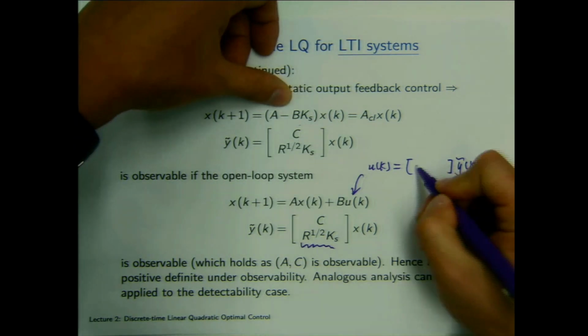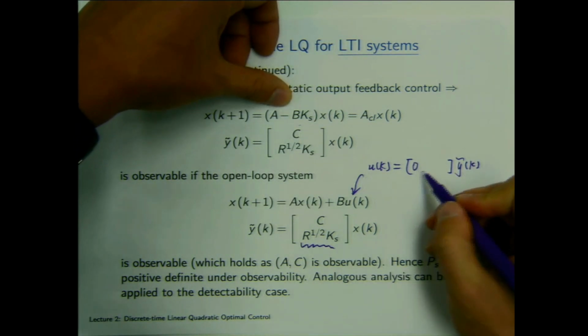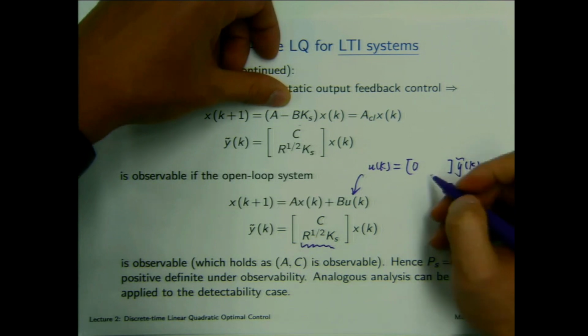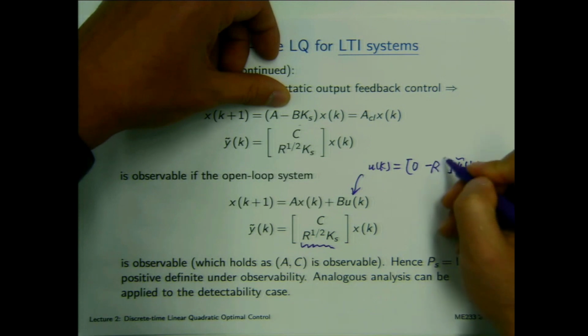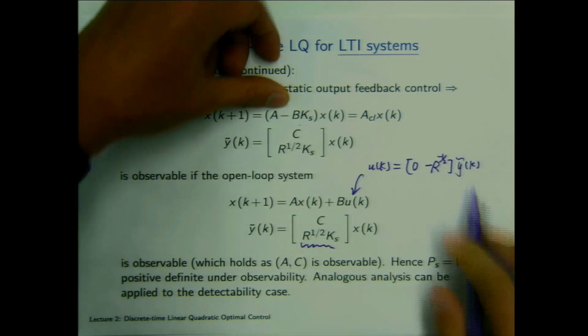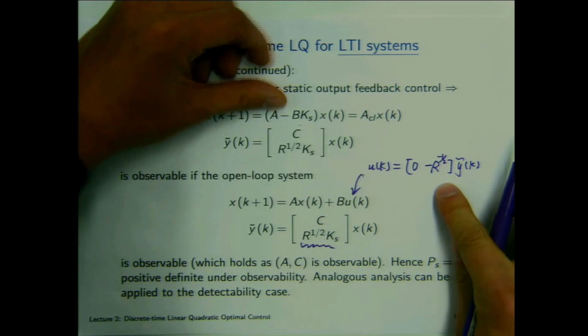So I'm guessing the first one has to be c, has to be 0, and the second one has to be negative R negative 1 divided by 2. Let's see if that works.